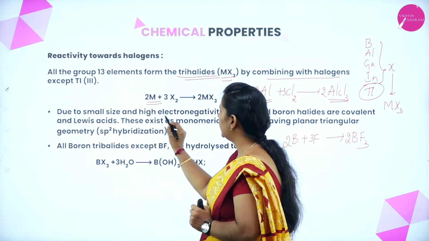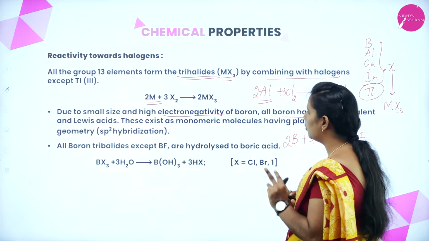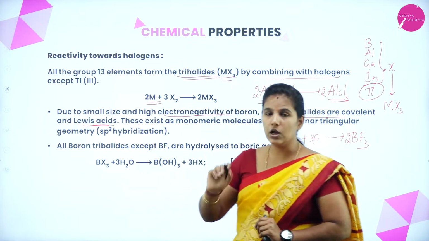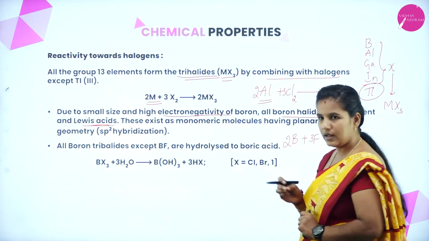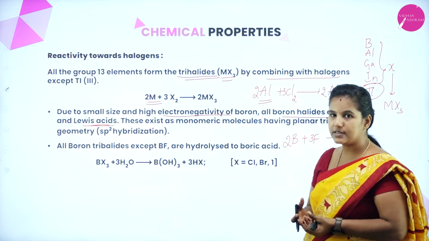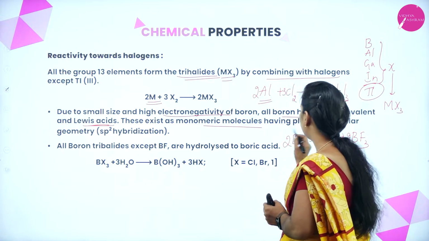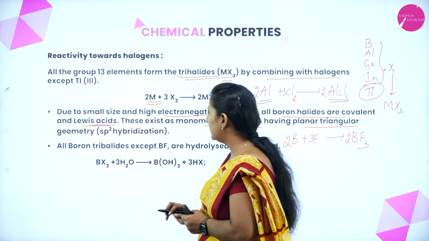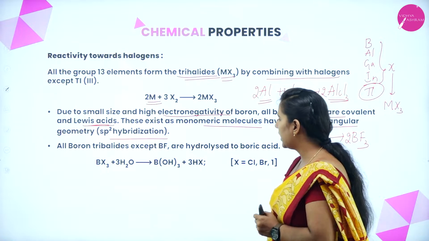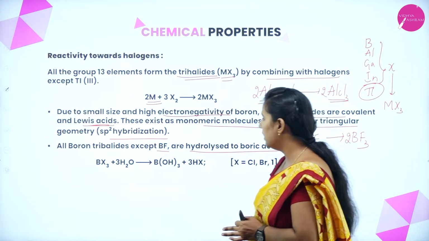Due to the smaller size and high electronegativity of boron, all the boron halides are covalent and they behave as a Lewis acid. Because of the covalent nature, and also because of the smaller size and increasing electronegativity, they behave like Lewis acids and they exist as monomeric molecules having planar triangular geometry with sp2 hybridized boron.